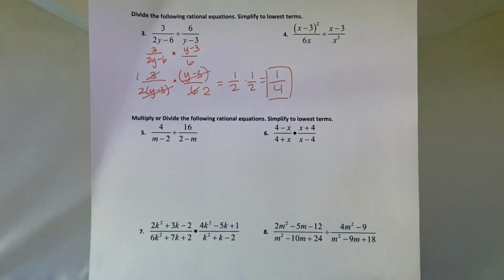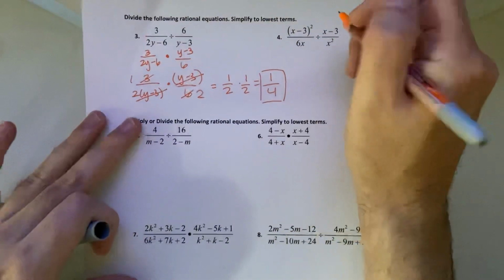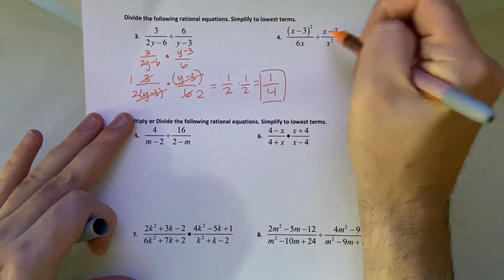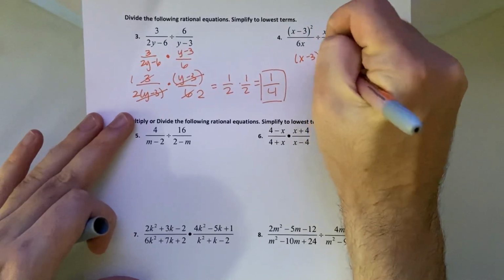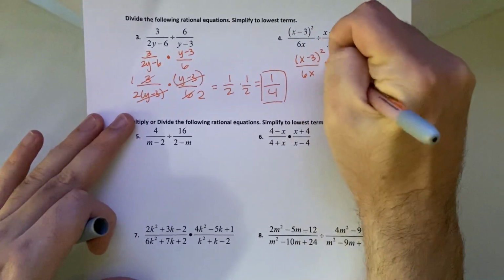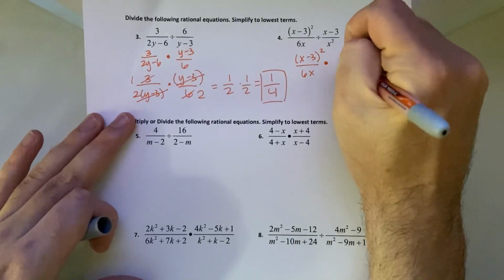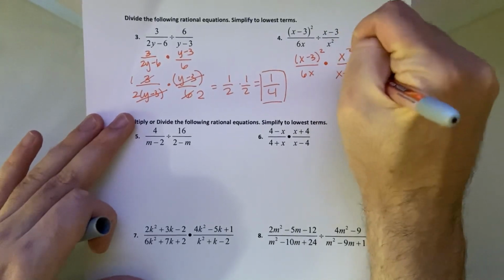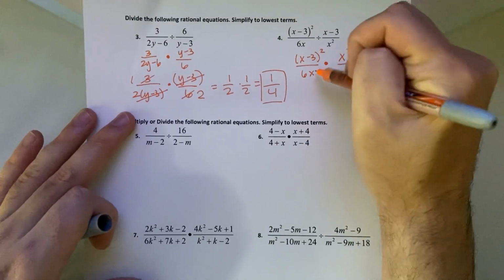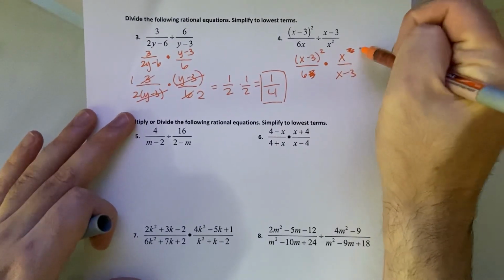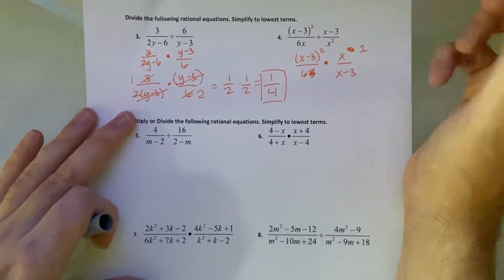Again, let's look at the one on the right. (x minus 3) squared over 6x divided by (x minus 3) over 2. Again, keep the first fraction. Change to multiplication and flip the second fraction. I see two x's, an x squared here and an x. To divide them, the x's cancel, but this goes to the first power because there were 2.